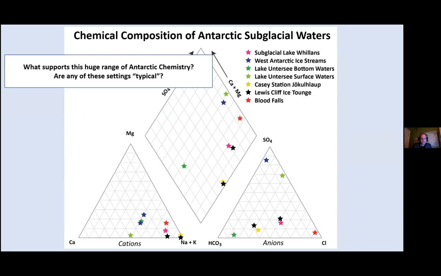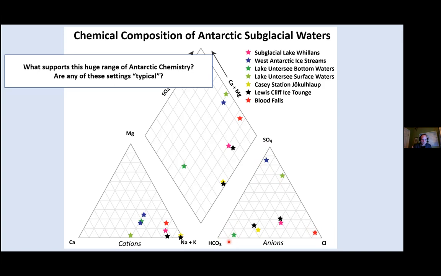Antarctica has a huge range of chemistry, particularly for the cations, that we range all the way from a sulfate-rich end member here in the West Antarctic ice streams, a chloride-rich end member at Blood Falls, and a bicarb-rich end member at Untersee.